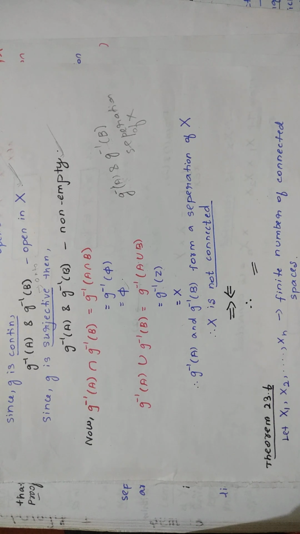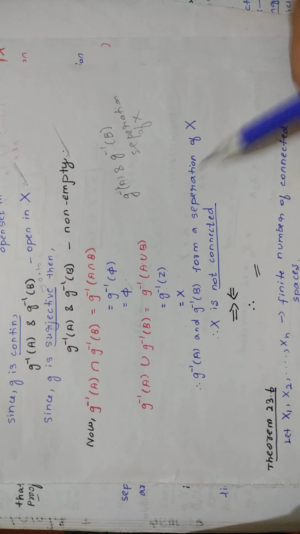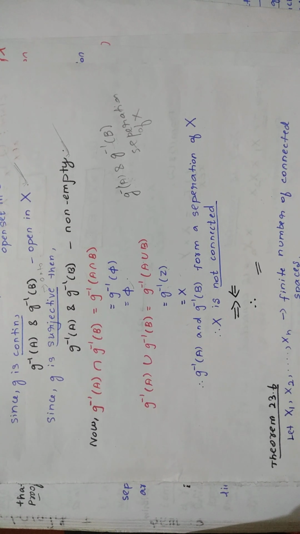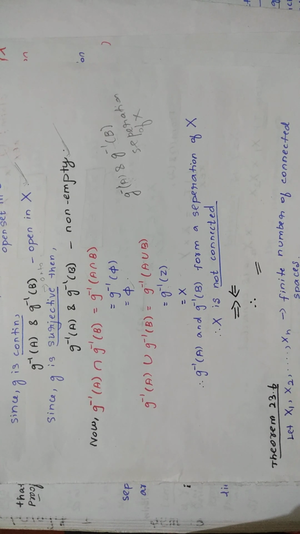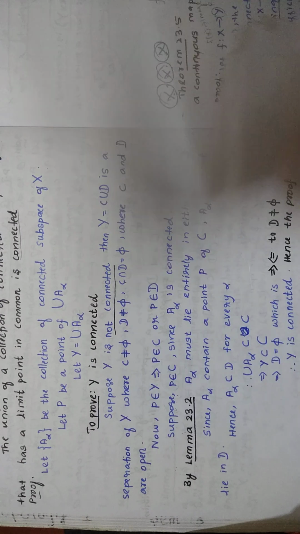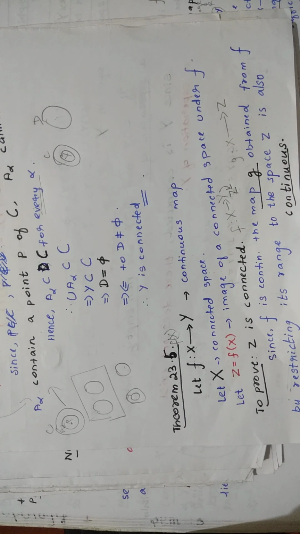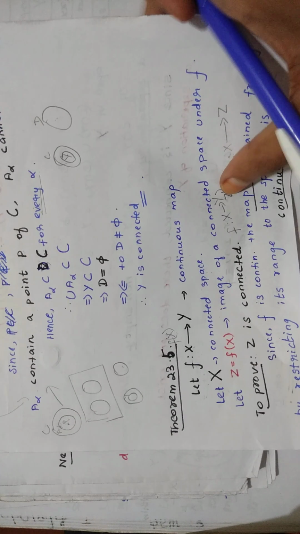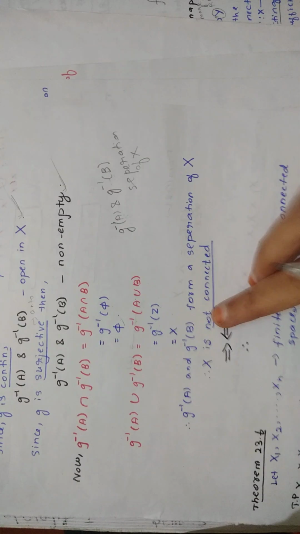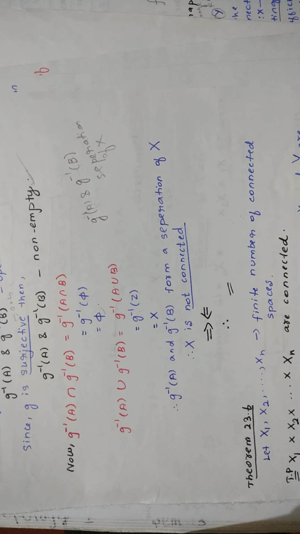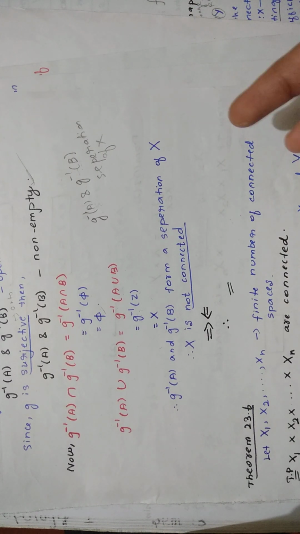So what can you say? X is not connected because it is separated. So X is not connected, which is a contradiction because you have written in this line that X is a connected space, right? The second line you wrote X is connected, but here you got that X is not connected. How is that possible? So you are getting a contradiction.